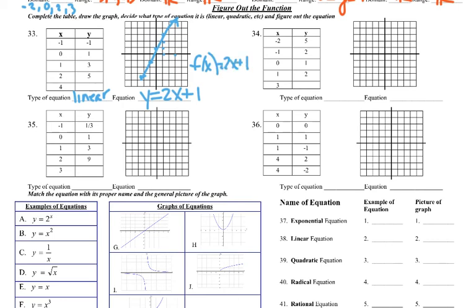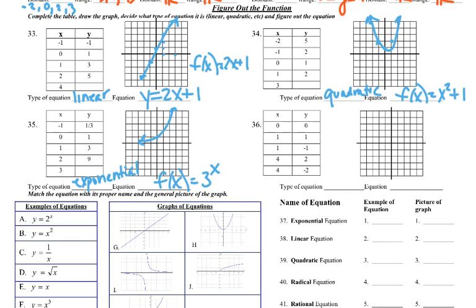So then this one here is probably not going to be linear. Let's see, -2, 5, -1, 2, 0, 1, 1, 2. Okay, this looks to me like a quadratic. And the quadratic is moved up 1, so it's f of x equals x squared plus 1. Here I've got -1, 1/3, 0, 1, 1, 3, 2, 9. Okay, I can tell that this is an exponential function, and it looks like f of x equals 3 to the x.